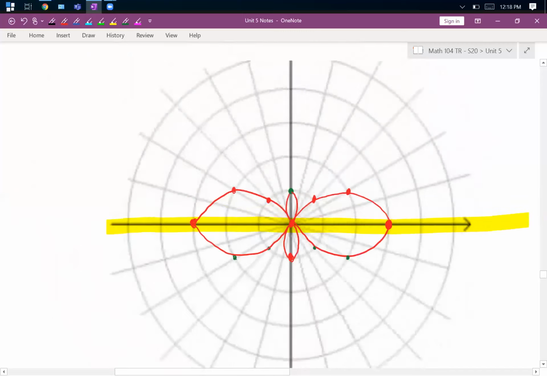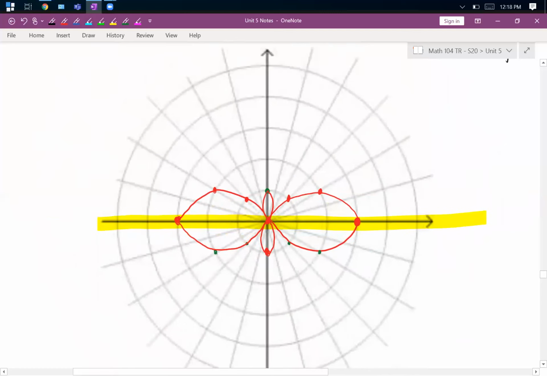And they just call it a rose curve because it has like these petals. And you'll notice that our n value was 2, so it's even. So it says if your n value is even, you're going to have 2 times n petals. 2 times 2 is 4. We got our 4 petals.